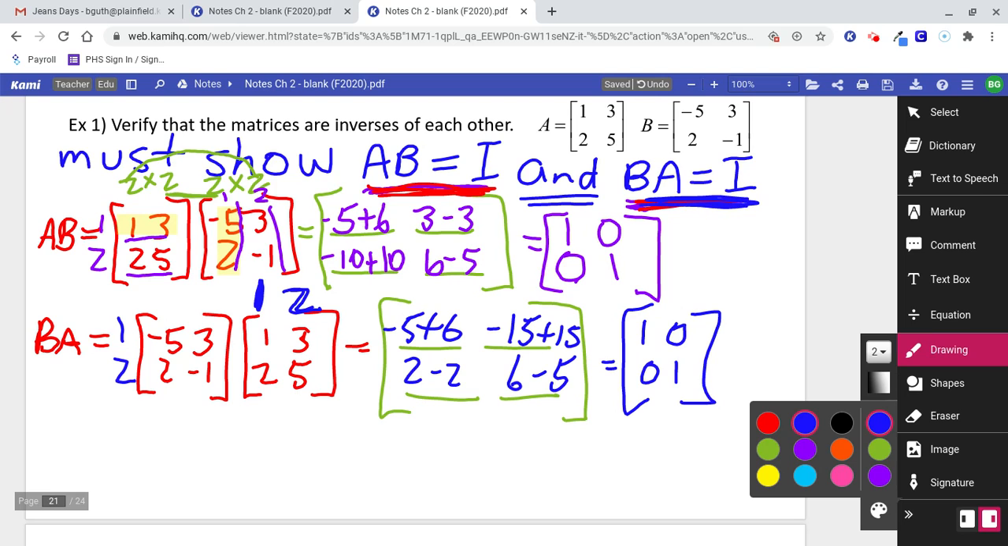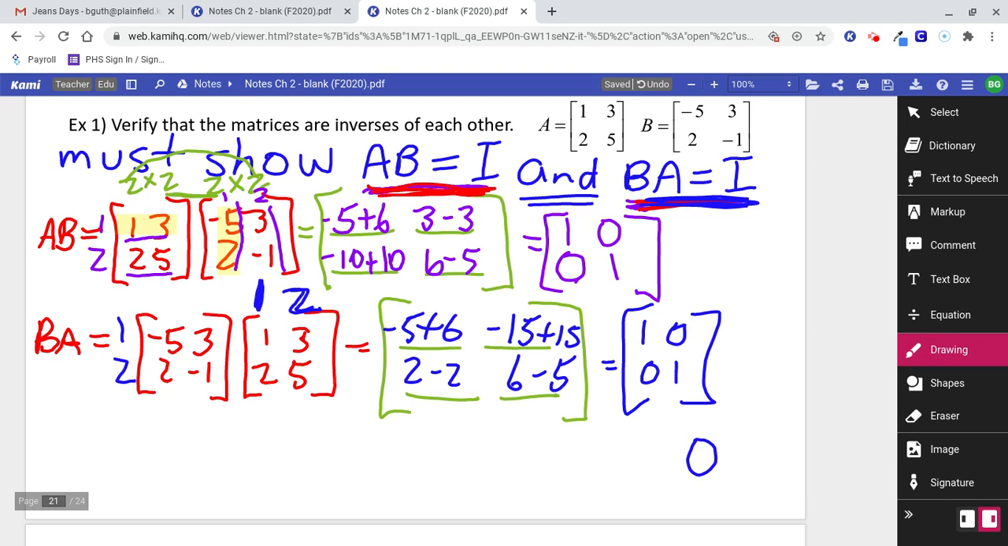Great. So now I've got both of those. AB equals I and BA equals I. So now I've got it. You can use the Latin acronym QED. That basically just means we did it. We did what we were supposed to. Or you can actually say A and B are inverses.